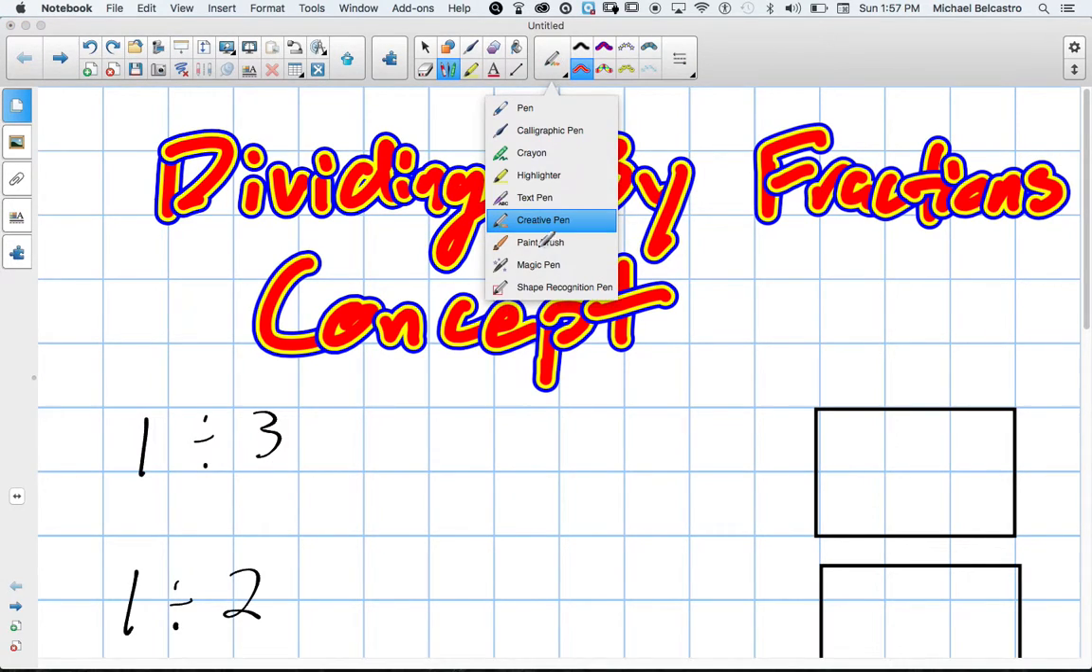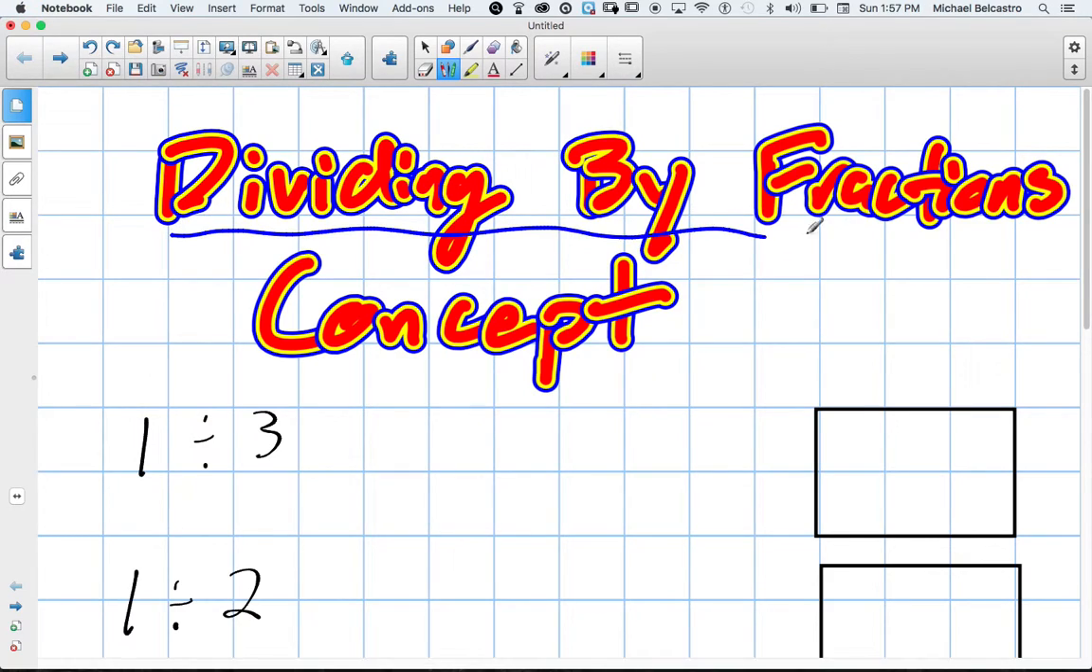Okay, we're going to be looking at the idea of dividing by fractions as a concept, because this is going to be a hard idea, and I'll get into it as we get into the fractions. But the very first thing I want to do is start with just whole number division here.